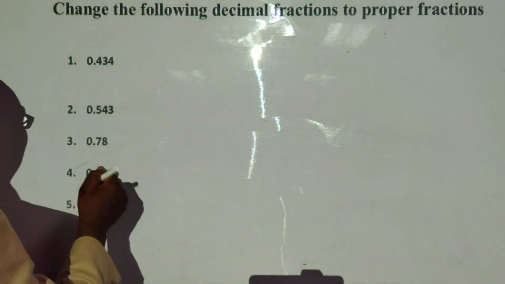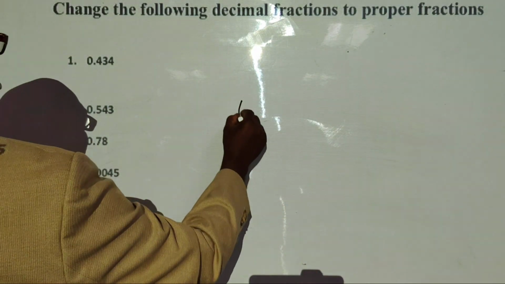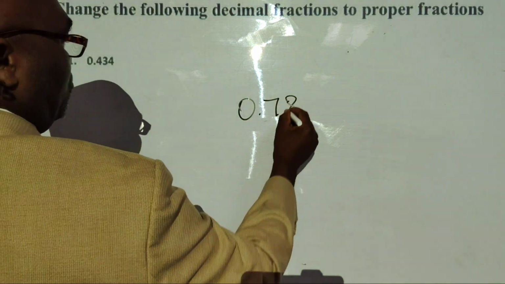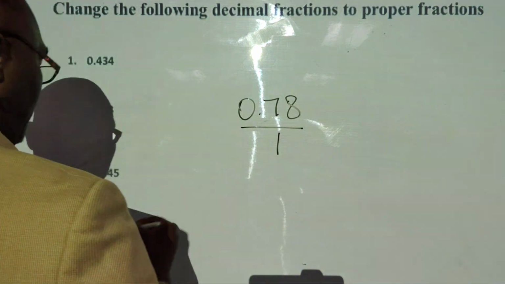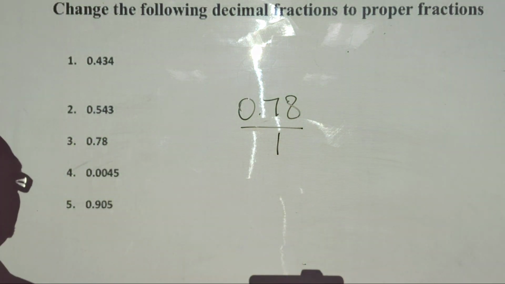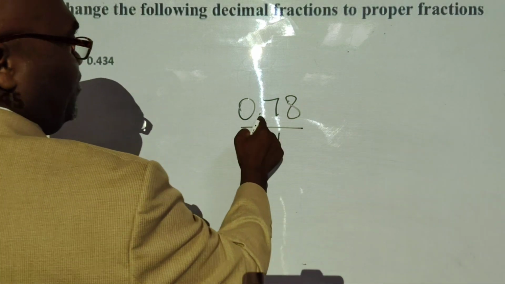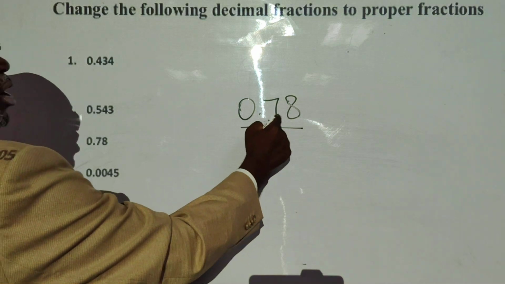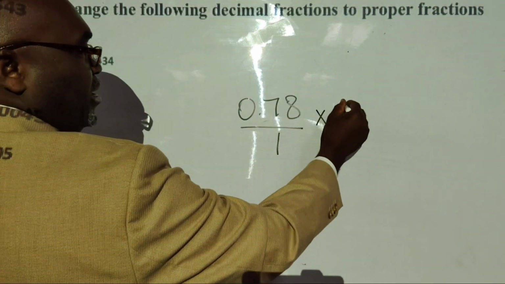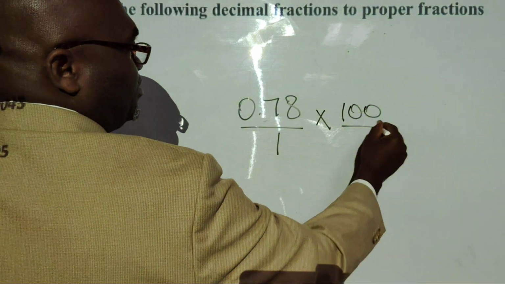Okay, let's pick number 3.078. What did I say? Put 1 over there. All right, go ahead and put 1 over there, and then do what? How many numbers after the decimal? 2. So I'm going to multiply by 100.